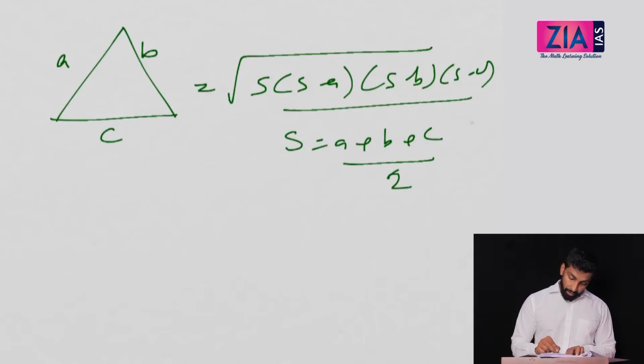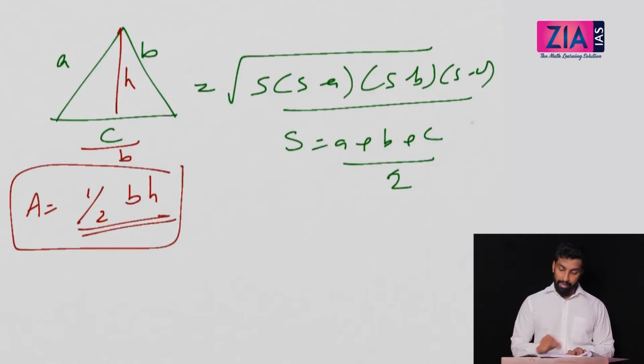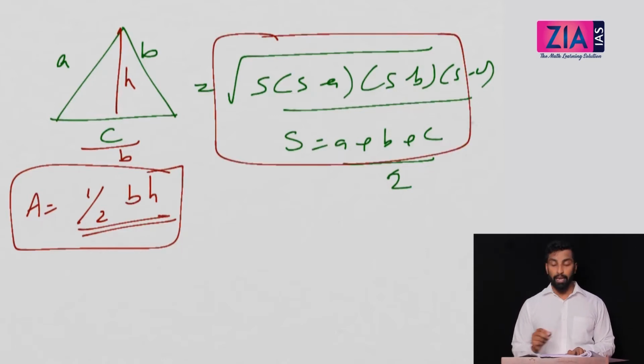In case you know the height, so if the height is known to you and this is the base, then you have a faster method: half BH, you will get the area. So if the base and height are known, you will use this. If three sides are known and you don't know the height, you will use the previous formula.